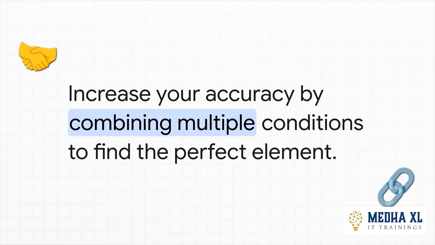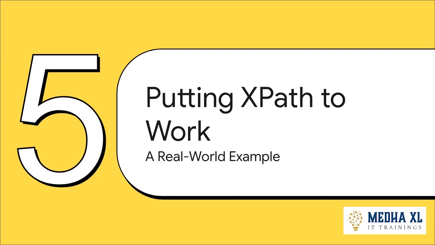So what happens if just one condition isn't quite enough to uniquely find what you're looking for? Well, you can combine them. You can look for an input that has a type of text and also has a name of username. This lets you build these incredibly specific, super accurate locators that won't accidentally grab the wrong thing. Okay, enough theory. Let's actually see how this all comes together in a real-world scenario. Seeing these patterns in action is really what makes it all click.